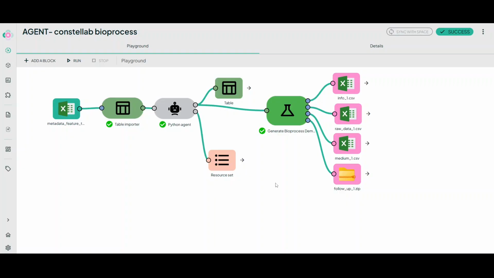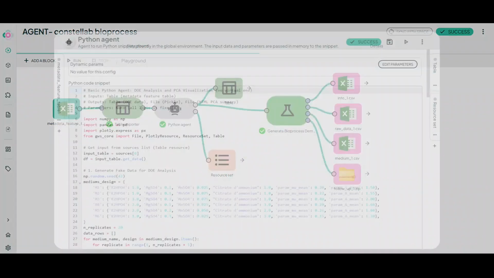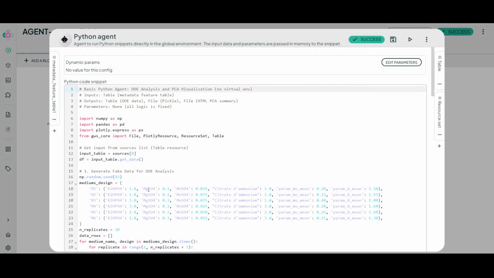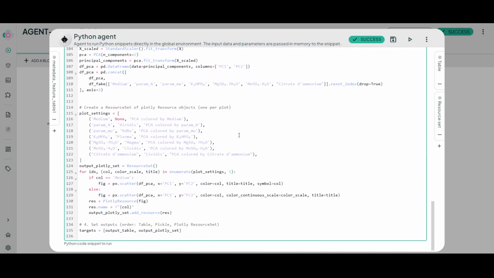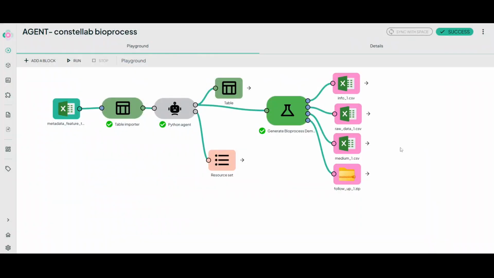For this demo, we simulated the design of experiments dataset inspired by that study. We tested 6 culture media, M1 through M6, varying in 4 components. The first one is dipotassium phosphate, the second one is magnesium sulfate, the third one is manganese sulfate, and the last one is ammonium citrate. The rest of the base composition, peptone, glucose, yeast extract, and so on, is identical across all 6 media. Each medium was replicated 20 times, giving us 120 samples.